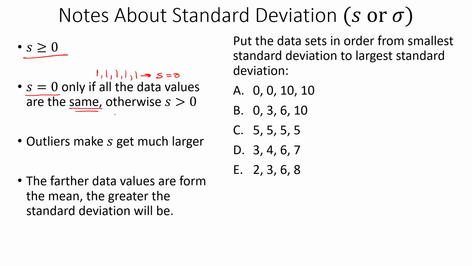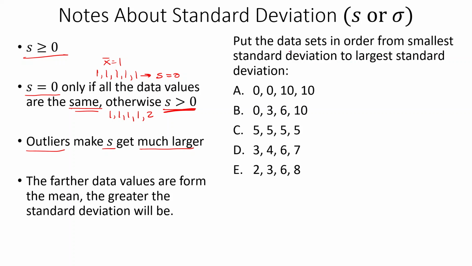If even one of them is different, 1, 1, 1, 1, and 2, then our standard deviation will be greater than 0 because now they will deviate from whatever the mean is. Here the mean was just 1. Here the mean will not be equal to 1. It'll be somewhere between 1 and 2, and all of them will have a little bit of what we call deviation from the mean. If we have outliers, they make our standard deviation get much larger. So outliers cause standard deviation to change a lot, just like outliers affect the mean. And the farther data values are from the mean, the greater the standard deviation will be.